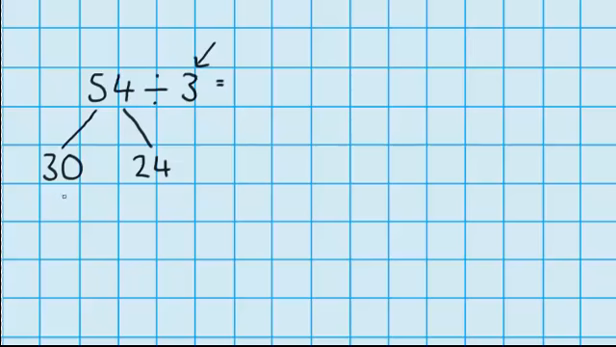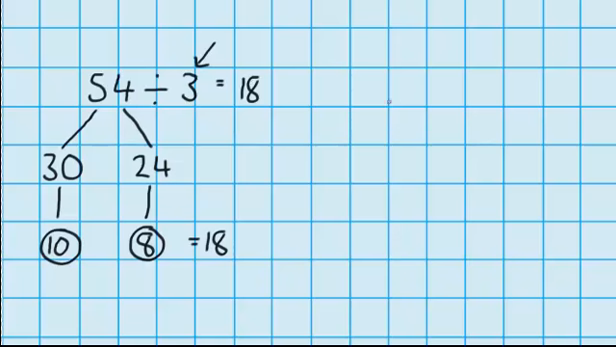So let's start by sharing out these 30. Well, I have to share these 30 counters between three groups. So if I do that, I'll need to put 10 counters in each group. Now I've still got 24 more counters that I need to share out, and I need to share them between the three groups as well. So 24 counters shared between three groups means I'll need to put another 8 counters in each group. So I put 10 counters in each group, then I put another 8 in, so in total I've put in 18 counters. So 54 divided by 3 is 18.